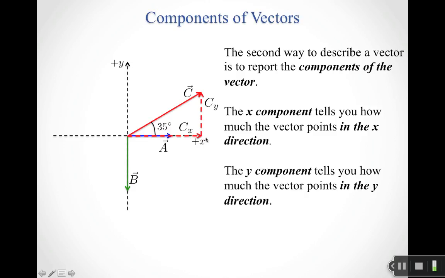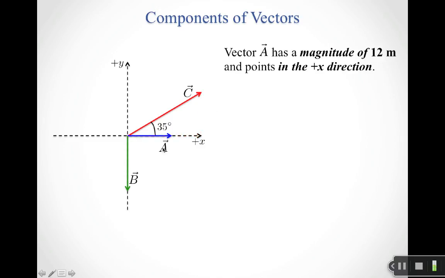The y component tells you how much the vector points in the y direction. So in this case, y is our vertical component. So basically our two components are telling us to make vector c, you need to go this far to the right and then this far up. This far to the right is known as the x component, and this far up is known as the y component. So one of the things that we want to get very good at doing is to take our vectors and break them up into components.